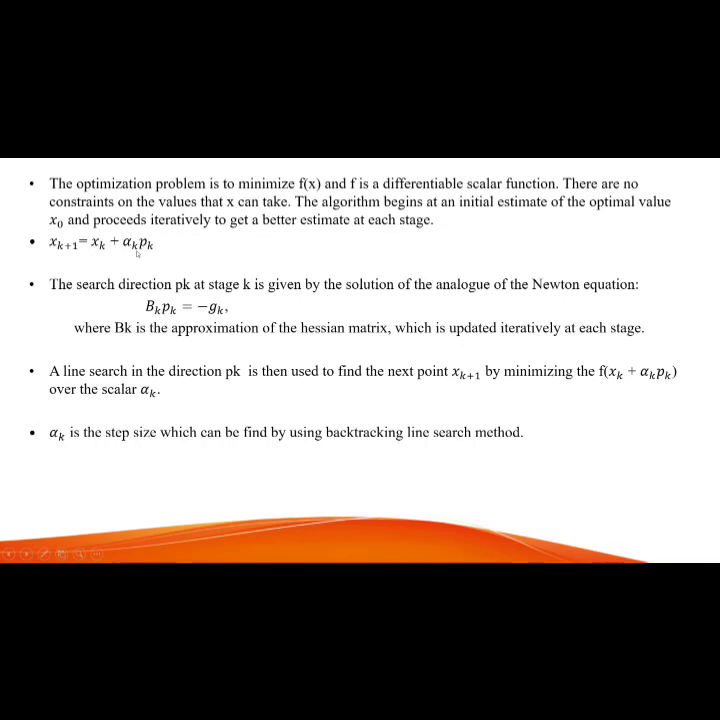where pk is the direction at stage k, and it is given by the solution of the Newton equation bk pk is equal to minus gk, where gk is the gradient of the objective function and bk is the approximation of the Hessian matrix, which is updated iteratively at each stage. A line search in the direction pk is then used to find the next point xk plus 1 by minimizing f of xk plus 1, that is f of xk plus alpha k pk over the scalar alpha k, where alpha k is the step size which can be found by using the backtracking line search method.